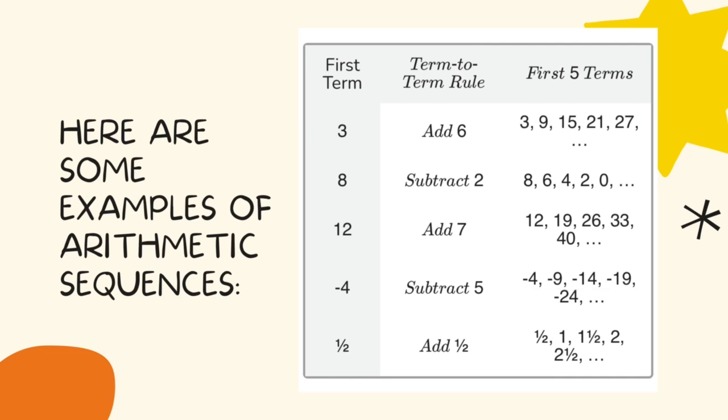Next, the first term is 1/2, and the term-to-term rule is add 1/2. The first 5 terms will be 1/2 plus 1/2 is equal to 1. Next is 1 plus 1/2, which is 1.5. And 1.5 plus 1/2 is equal to 2. And 2 plus 1/2 is equal to 2.5.